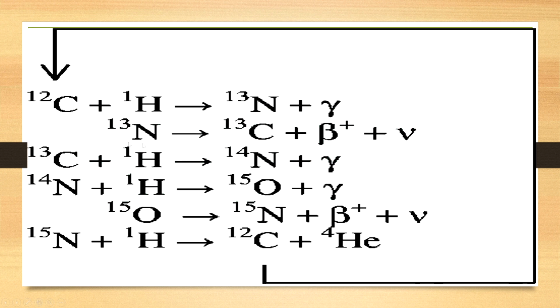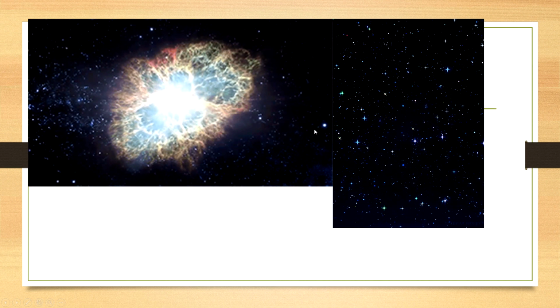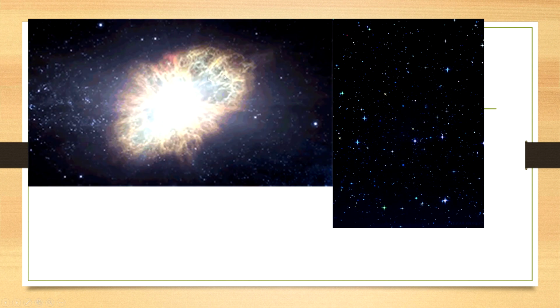For example, this is the equation. If we add this one, 13, it becomes nitrogen. This is how the equation works, and this is an example of the CNO cycle. Once a star explodes, a new star will be reborn.